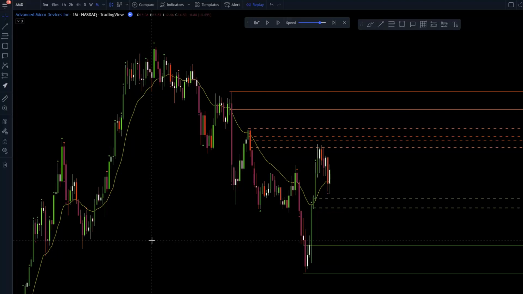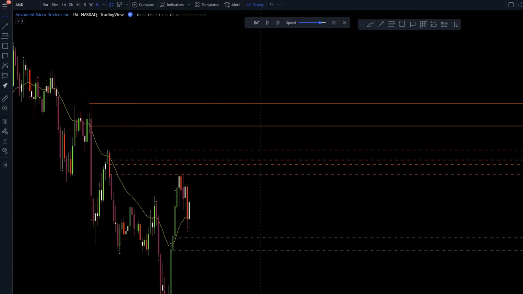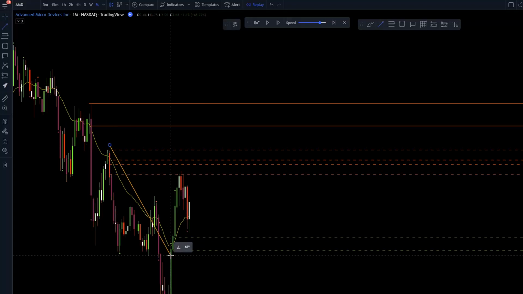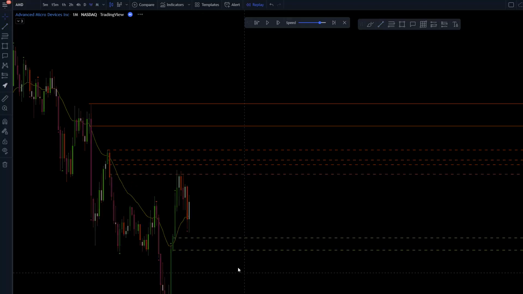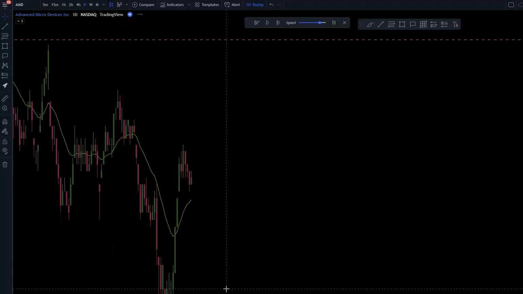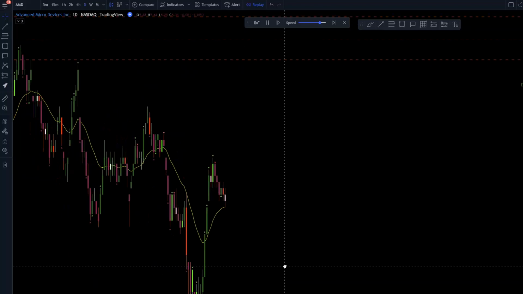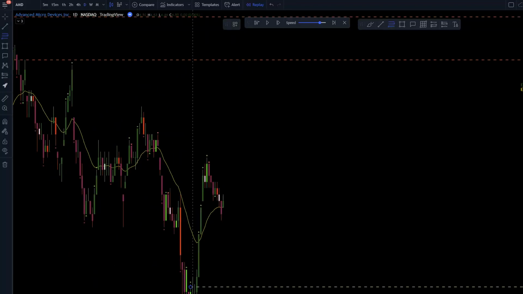This is one. This is two. It is near the end. We'll wait for the confirmation to take a trade. This would be a possible trade.